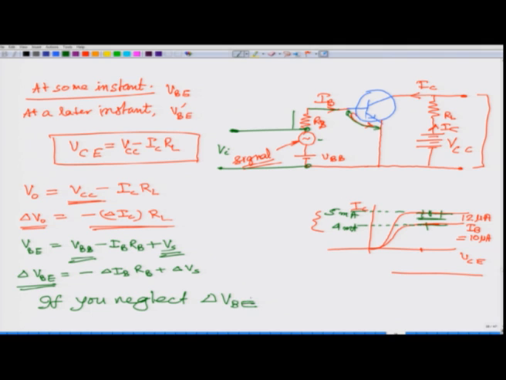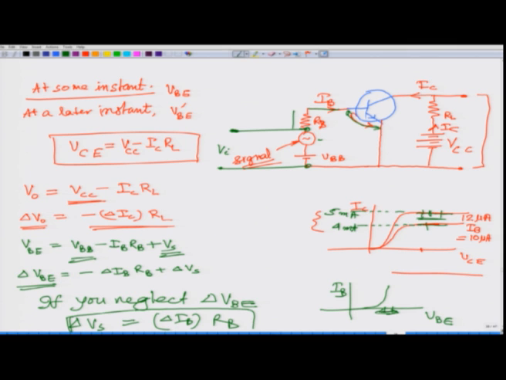what is the justification? Remember that the input characteristics is like this, you cannot change your voltage too much here. This is your VBE and this is your IB. So, you cannot change this VBE too much. If you change it too much, the current will be very high and your transistor will be destroyed. So, this delta VBE could be very small, and if you neglect that, what happens? What you have is change in your signal is equal to delta IB times RB.